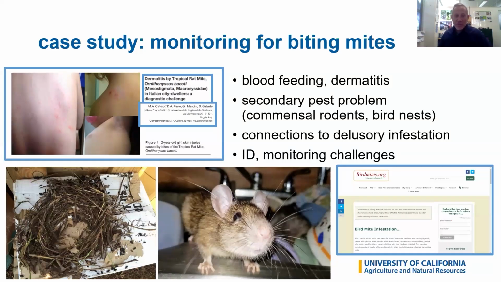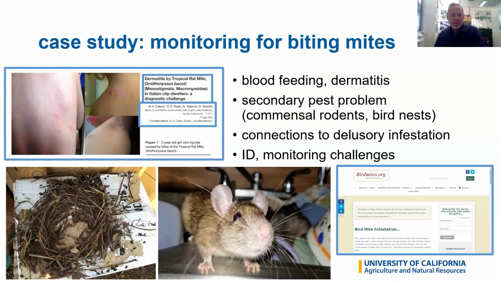They will wander and feed on people, and this can cause severe dermatitis. This is a secondary pest problem. The primary pest problem in this case is the nesting rats, or in some cases, nesting birds.